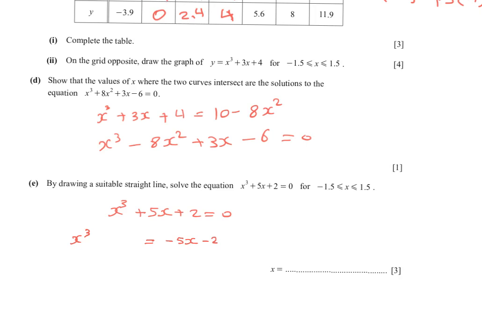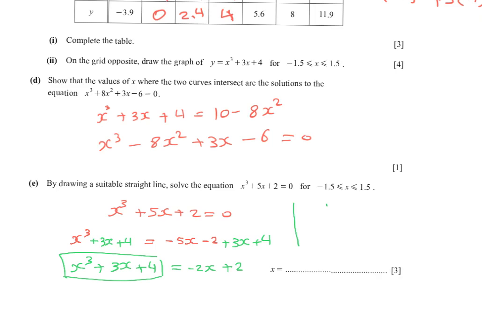By adding 3x plus 4 to both sides, we get x power 3 plus 3x plus 4, this is our curve, equals negative 5 plus 3, so negative 2x, negative 2 plus 4, so positive 2. So you must draw the line y equals negative 2x plus 2 and find the intersection with the curve.